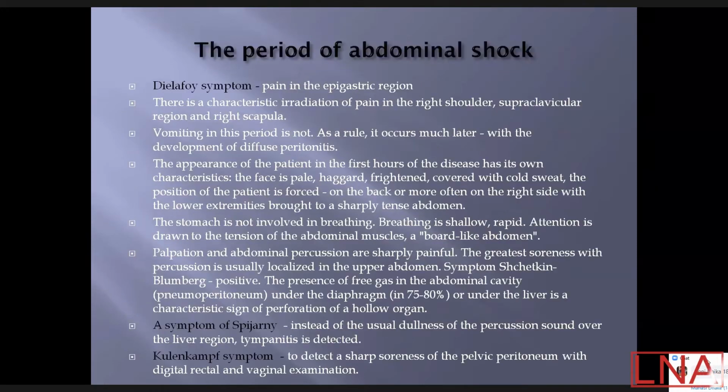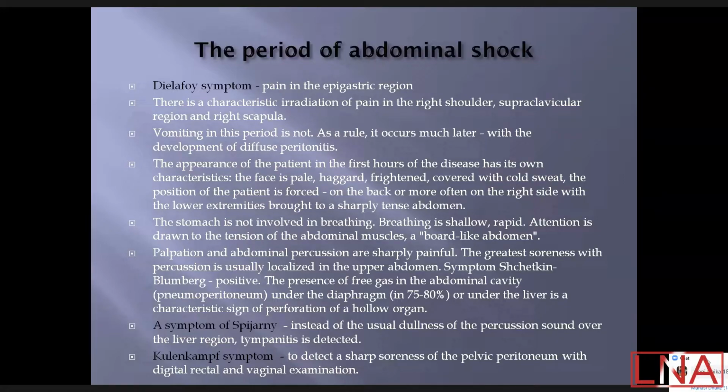Change slide. Okay, good. So, the first period, abdominal shock, corresponds to a sudden onset of acute dagger-like pain in the epigastric region, Dieulafoy syndrome. The pain is initially localized in the upper abdomen. With perforation of a duodenal ulcer, pain may be localized more to the right of the midline.